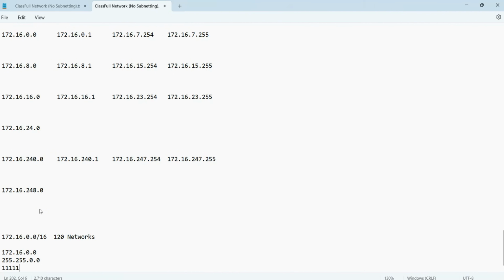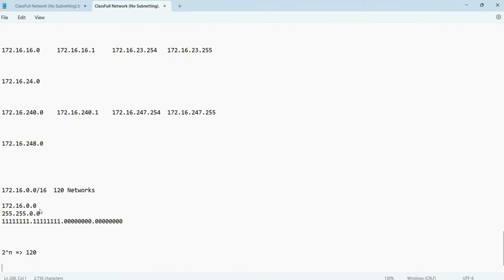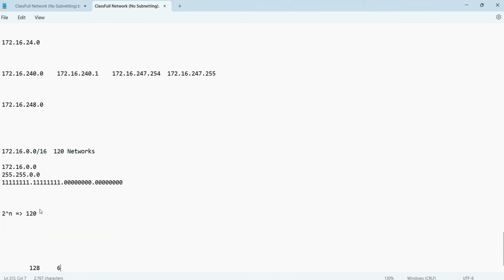1, 2, 3, 4, 5, 6, 7, 8. 1, 2, 3, 4, 5, 6, 7, 8. 1, 2, 3, 4, 5, 6, 7, 8. 2 to the power of what is equal, right, or greater than 120. Well, let me go ahead and put these in 64, 32, 16, 8, 4, 2, 1.